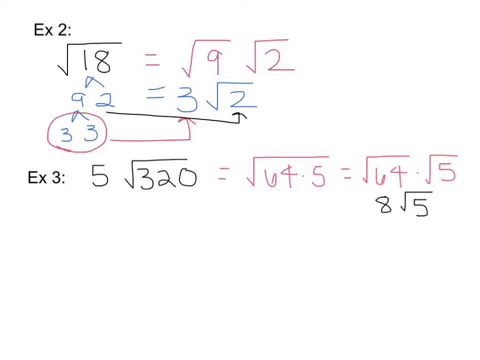And then don't forget about the fact that you had a 5 out in front, so you have to do 5 times 8 since they are both out in front. And your final answer is 40 times the square root of 5.